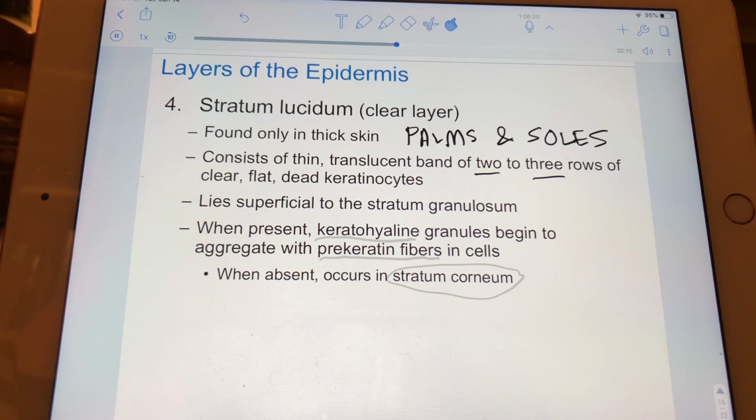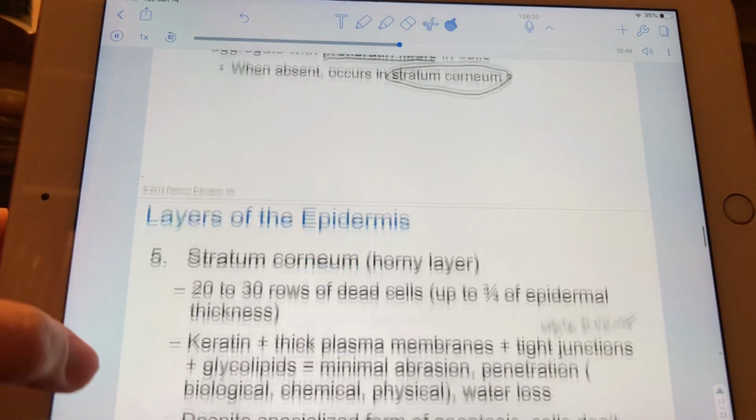Okay. And this is, if it's present, this is where the ingredients to make keratin will sort of snap to. They'll come together and keratin will be formed. Okay. When lucidum isn't present, which really over most of the body it isn't, this same combination of ingredients will instead happen in the stratum corneum. Okay, and that's actually the next slide.